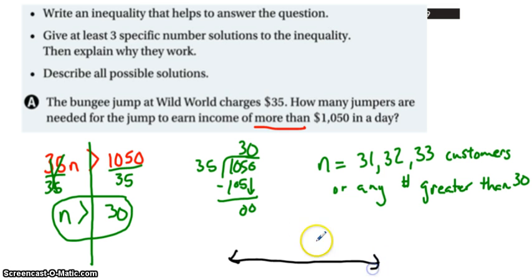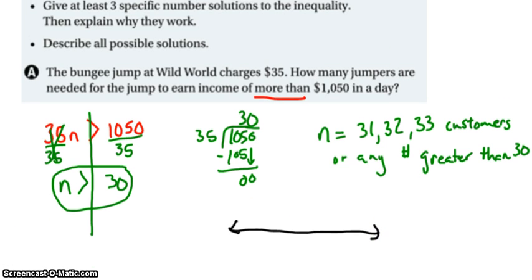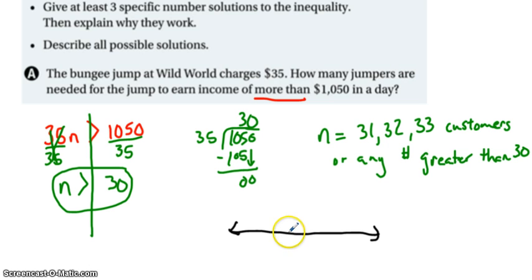And every year we do this. Kids think they need to have these great, wonderful number lines, and they don't need to be great. You need to have a 0. And then since our number is 30, n is greater than 30, I'm going to just put another line and write a 30.